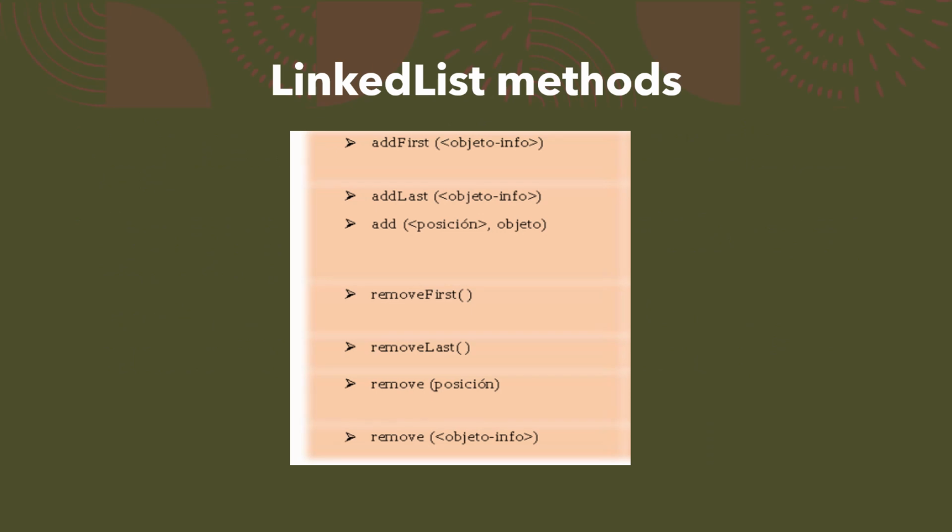In the picture, we can see the six main methods of the LinkedList class, which allow working with the data or stored objects: addFirst, addLast, add, removeFirst, removeLast, remove.